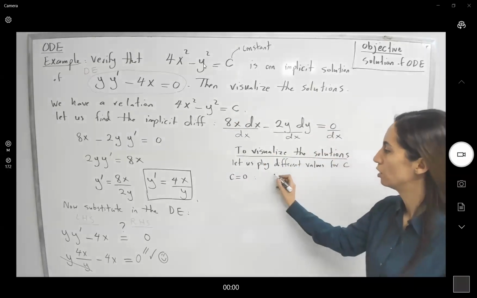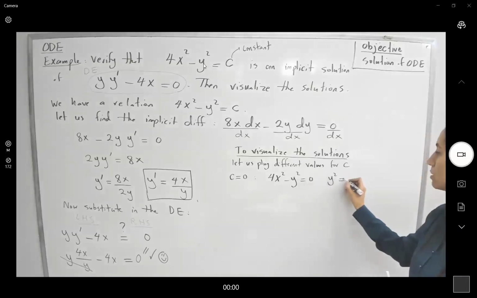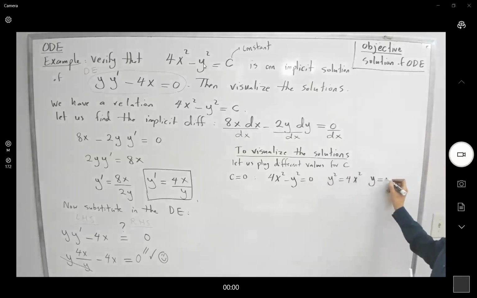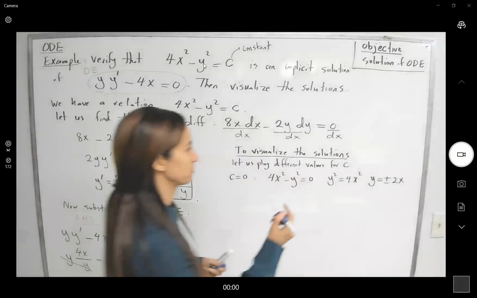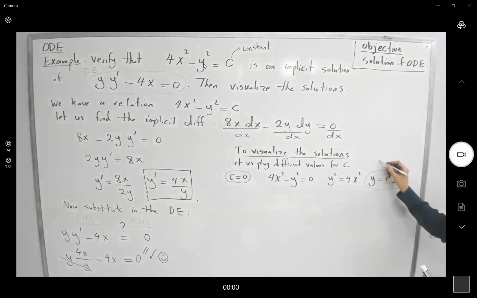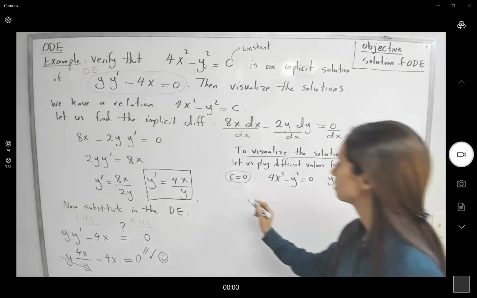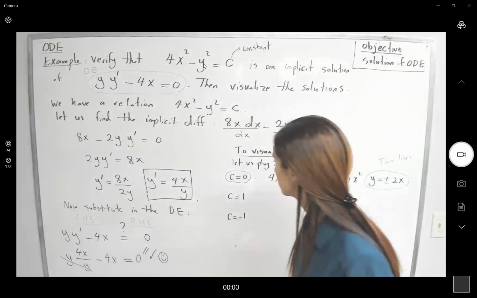So if c is 0, you get 4x squared minus y squared equal to 0, or y squared is equal to 4x squared, or y is plus minus 2x. Two lines. So if c is equal to 0, I get 2 lines. One of them is increasing, the other one is decreasing. Suppose c is equal to 1. Suppose c is equal to negative 1, and so on.